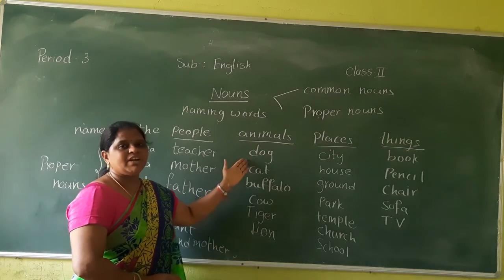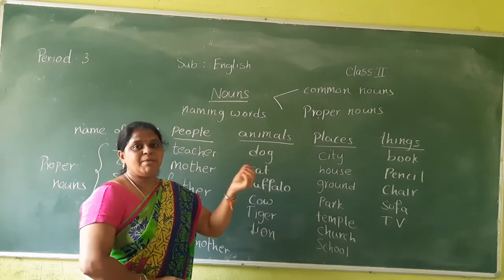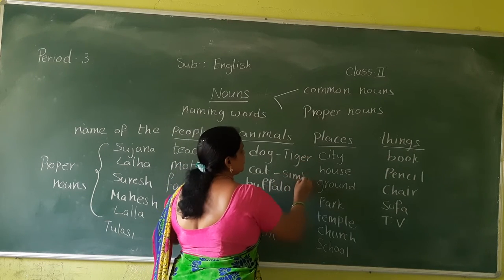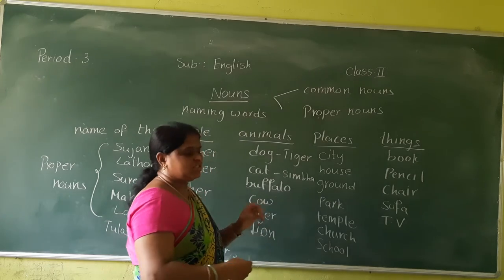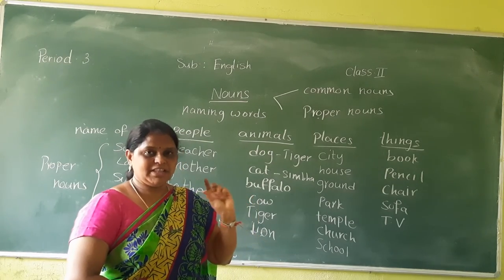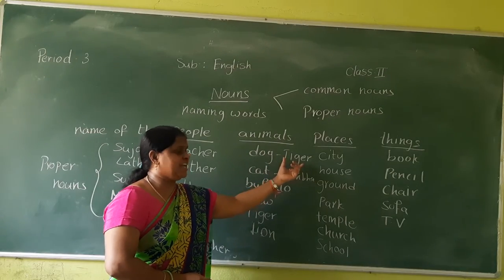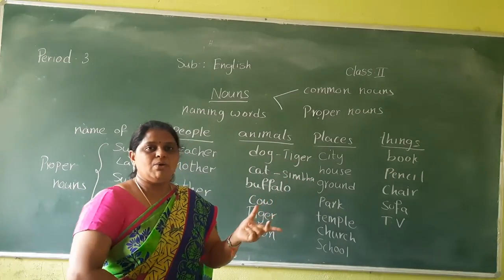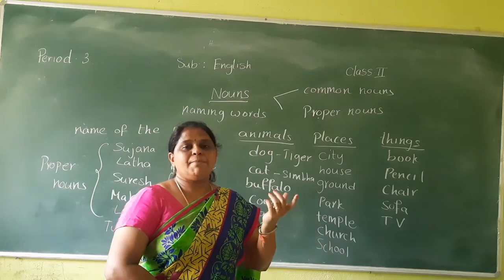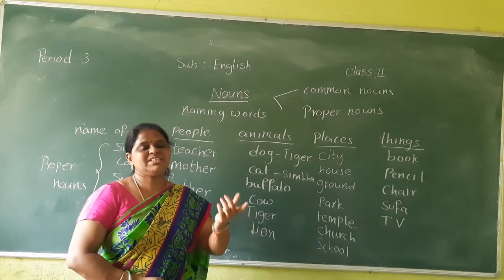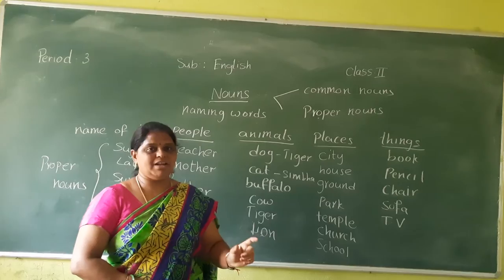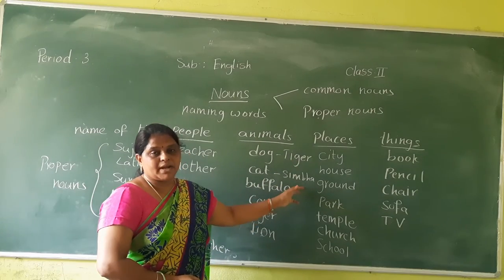Now see, dog. We have the dog as a pet animal in your home. So you give a name to your dog, no? So you call this one Tiger. You call this one Simba. And the buffalo, she didn't give a name, but for the cat and mouse, I give a name to the cat. So like that, we are giving a special name to that animal. That is also called Tiger, Simba. This is a special name to that animal. You are called a proper noun, special name.